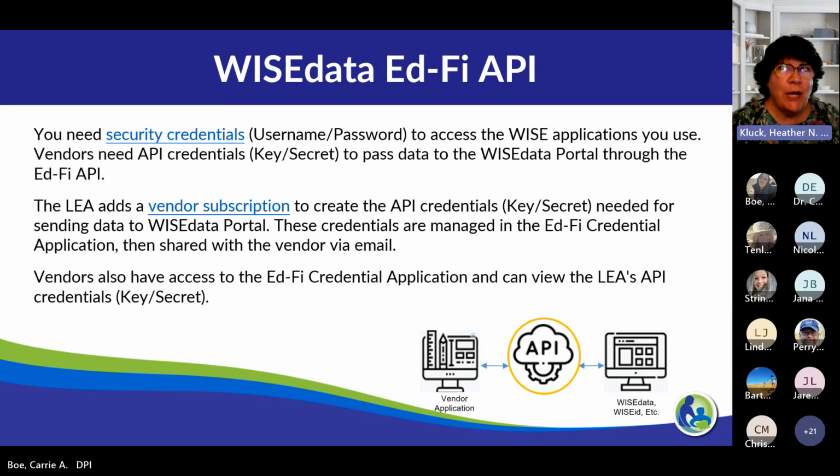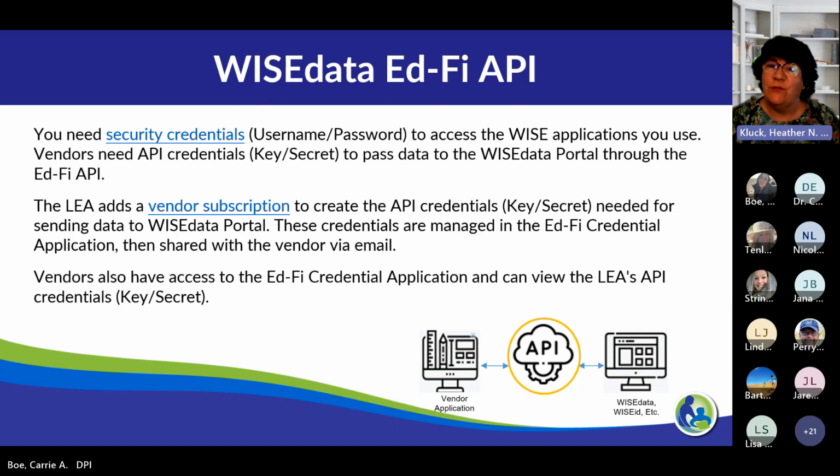If you were at the WISE Data Conference, but you may not have been, we showed a video during one of our sessions that talked about the API as being a waiter. So if you think about your vendor application being you sitting at a table in a restaurant, that waiter takes your order and transfers it to the kitchen. You can think of our WISE systems as that kitchen. To make that waiter able to transfer that information between those two locations, a key and secret is required. Vendors differ on how they manage those keys and secrets.